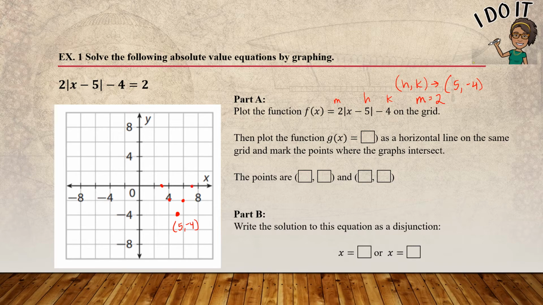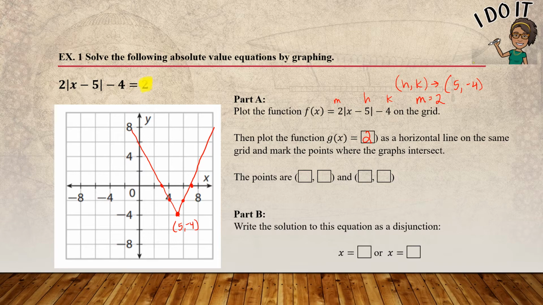So we have enough information to now sketch our graph, and it's going to look something like this. Now, the next step in solving an absolute value equation by graphing is to plot the function g of x equals 2. Why are we doing g of x equals 2? Well, the full function is equal to 2, so c is equal to 2 here. So we're going to plot g of x equals 2.